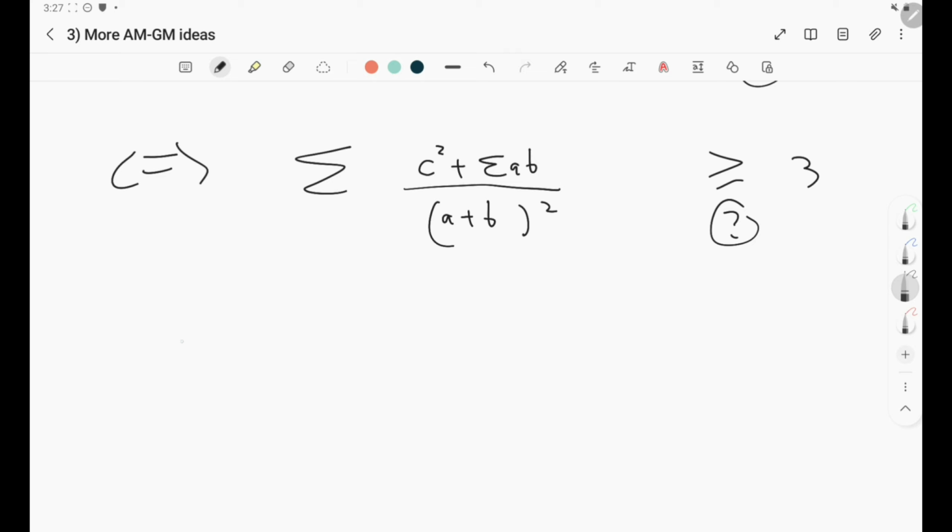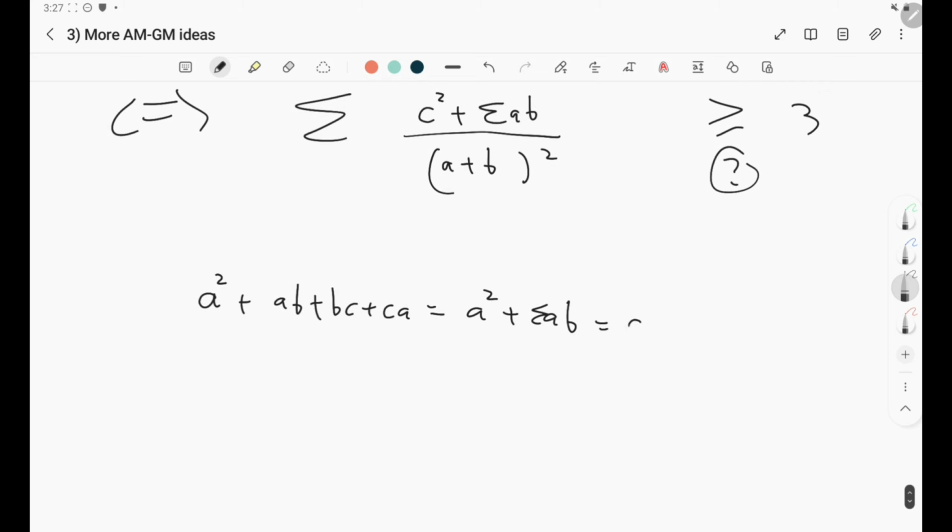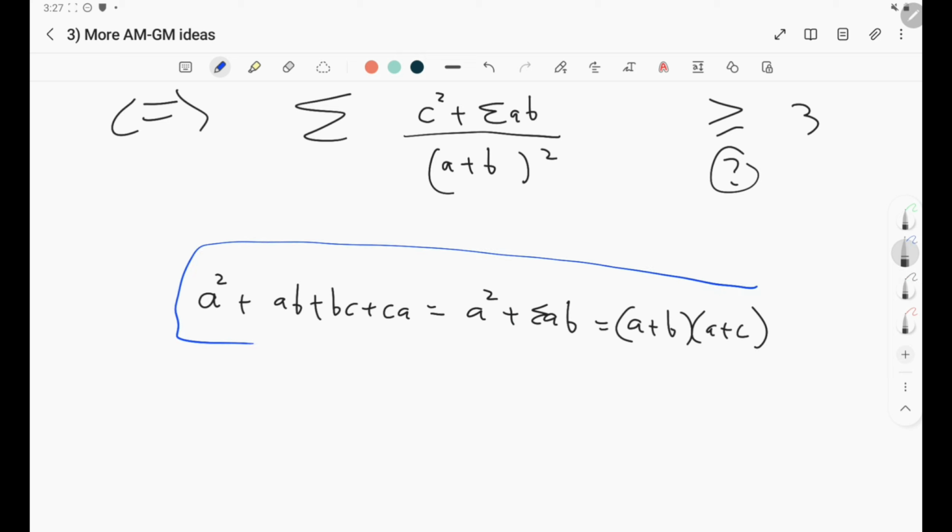For example, this is a very important formula that you need to keep in mind. a squared plus sigma ab. Let me write it as this: ab plus bc plus ca, or just a squared plus sigma ab. You should know that you can write it as (a+b) times (a+c). All right, so this formula is really important.